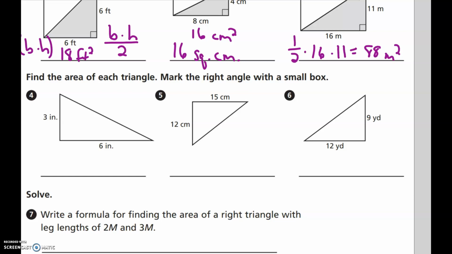All right, hopefully you have answers now. So in the first one, you're multiplying the length times the width. 3 times 6 is 18, but it's half of the rectangle.